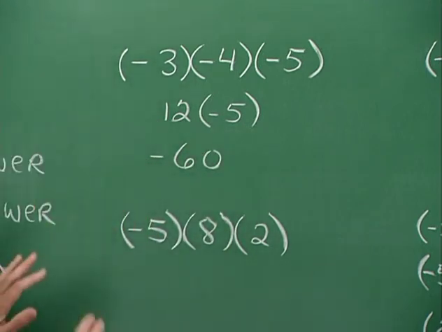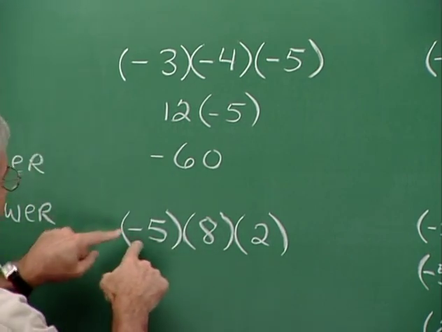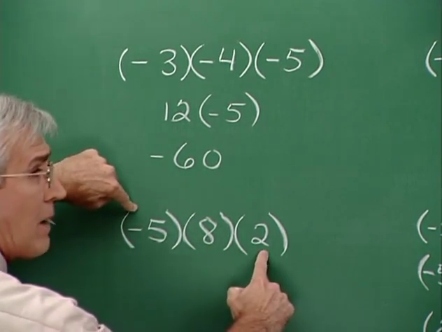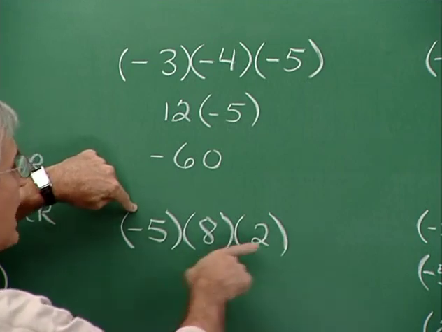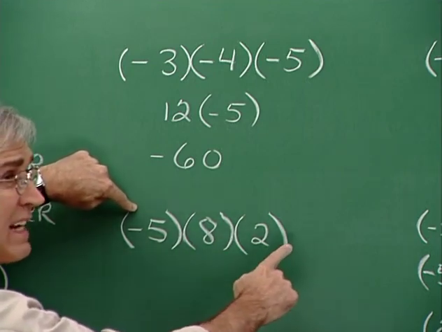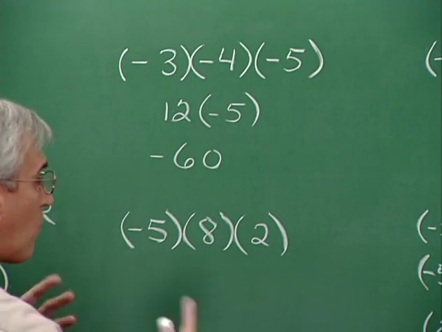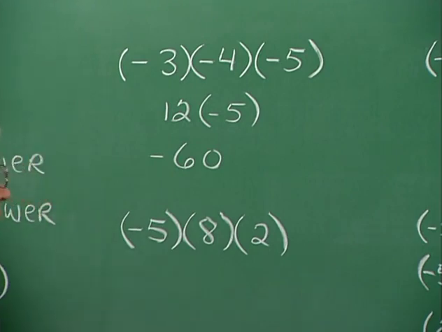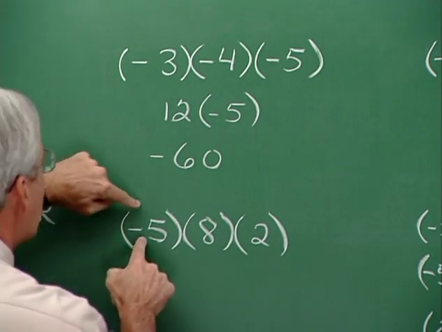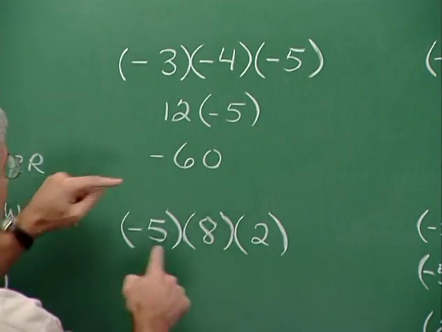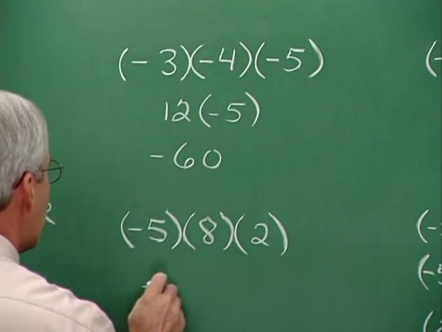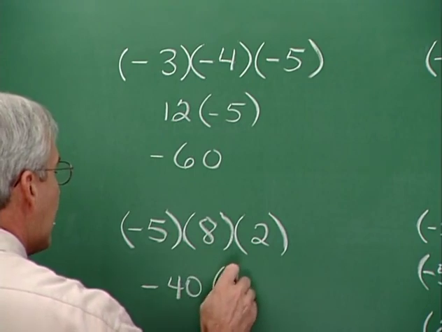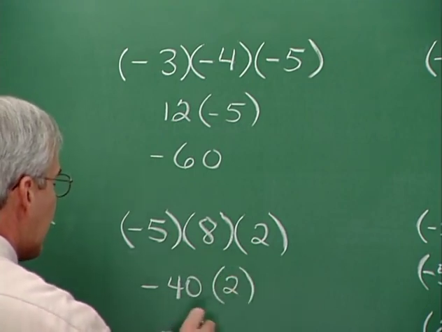Now, here's another situation where we have a negative here. These two are both positive. But again, we have an odd number of negative factors, and therefore we're going to get a negative result. And we can see that very clearly if we just multiply 2 at a time. Negative 5 times 8 is negative 40, and then negative 40 times 2 is negative 80.